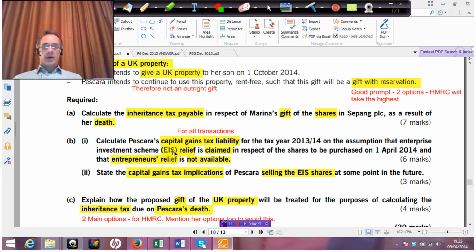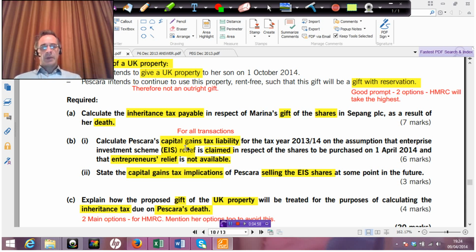Now, in relation to the CGT liability for Pescara, we have multiple transactions, not just one but several. So we need to be careful not only of the nitty-gritty, i.e. the EIS and the deferral relief, but also clear on how you're going to lay things out, because you're going to have more than one gain to calculate.